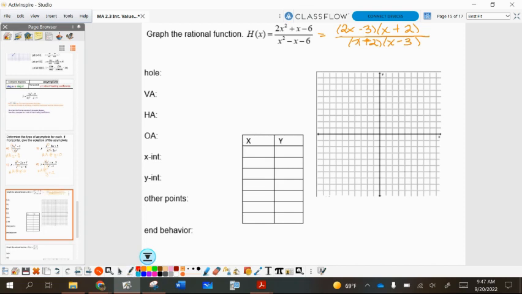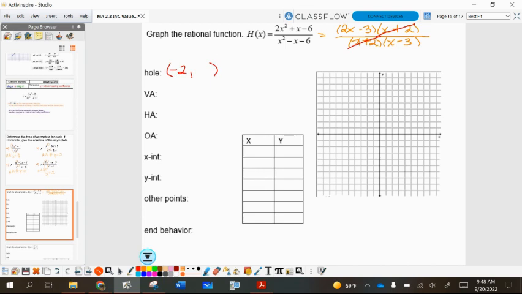Okay. The first thing I notice is that we have the same factor in the denominator that we have in the numerator, which means we have a hole in the graph, and the hole is going to be the x value that would make that factor 0 in the denominator. So that's going to be -2 will be the x coordinate of that hole.